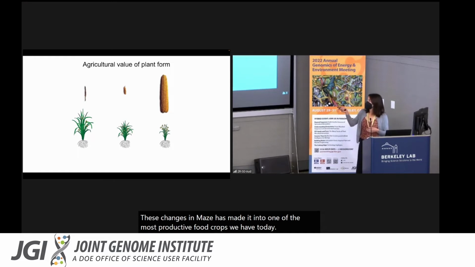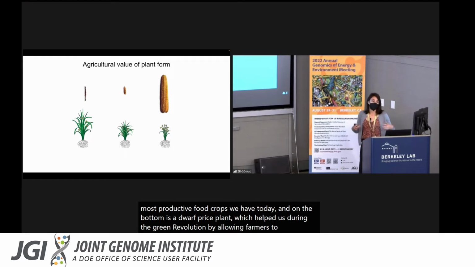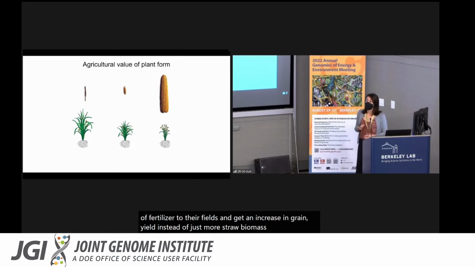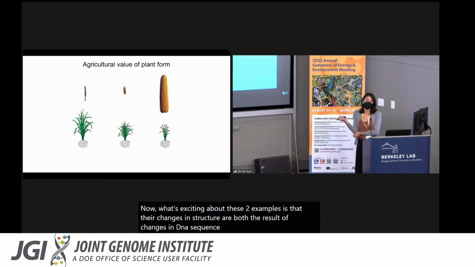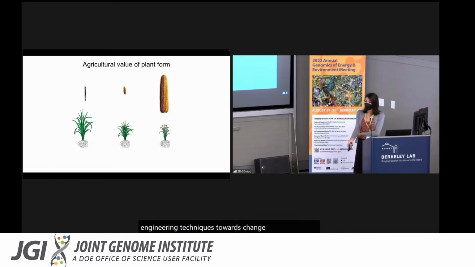And on the bottom is a dwarf rice plant, which helped usher in the green revolution by allowing farmers to apply massive amounts of fertilizer to their fields and get an increase in grain yield instead of just more straw biomass. Now, what's exciting about these two examples is that their changes in structure are both the result of changes in DNA sequence. And as a genetic engineer, I see this link between sequence and structure as an opportunity to apply some advanced genetic engineering techniques towards changing biological shape.